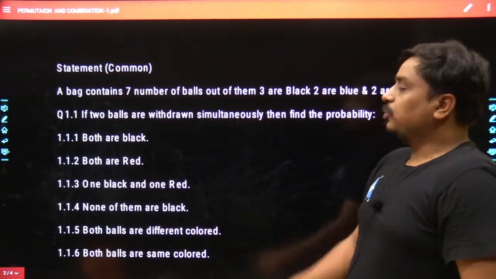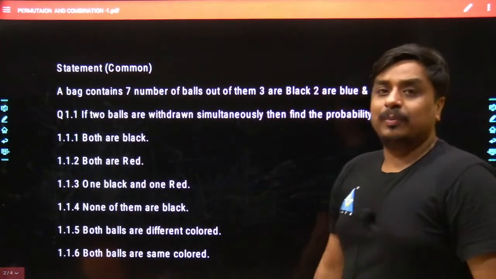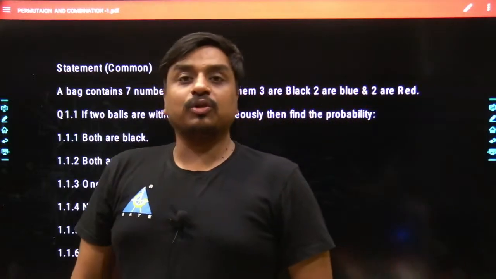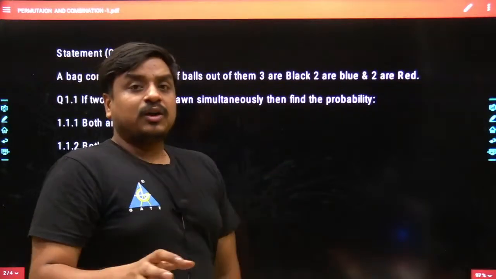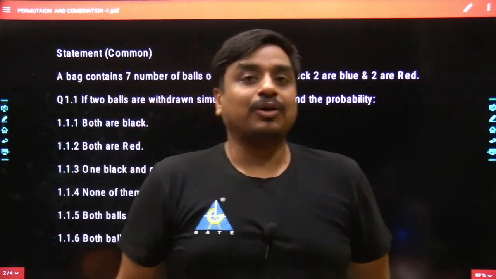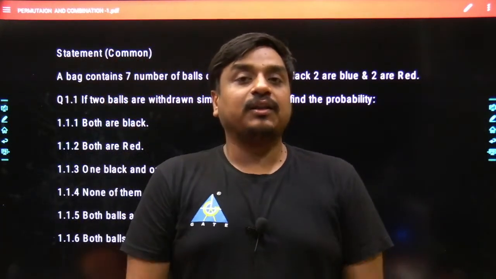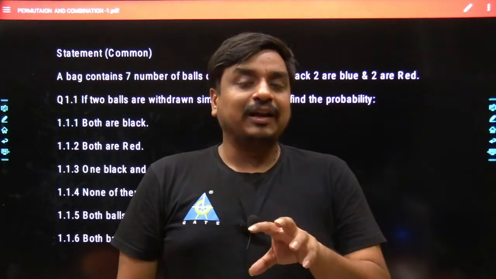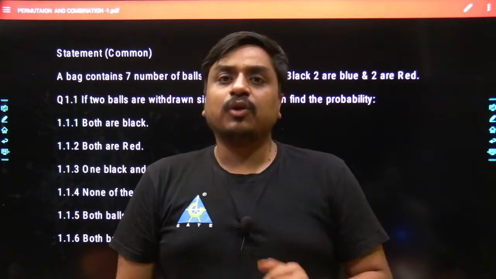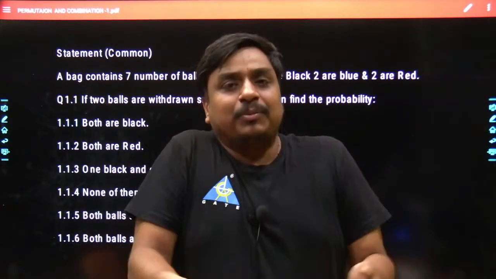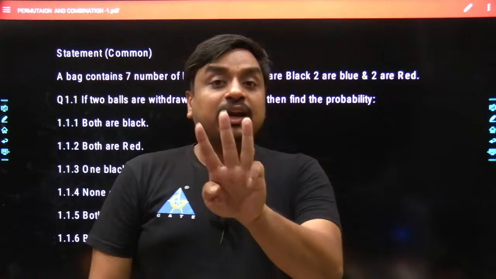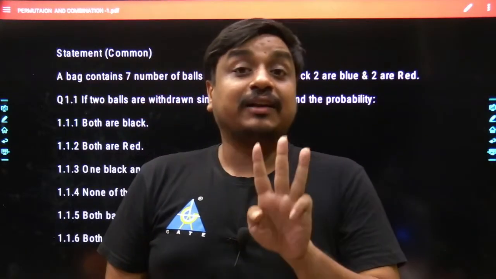We had 7 balls, out of which 3 were black, 2 were blue and 2 were red. And now we were trying to withdraw 2 balls. As I was communicating in the last class, if you are going to select 2 or 3 or maybe 4 items from any given set, maybe an urn or a box, there are 3 different ways through which you could select those items.